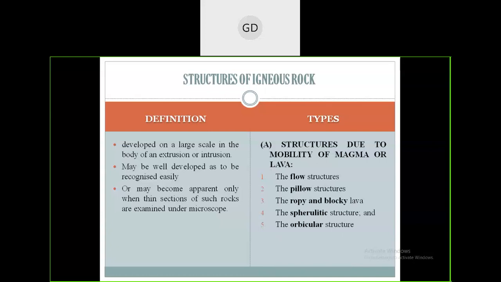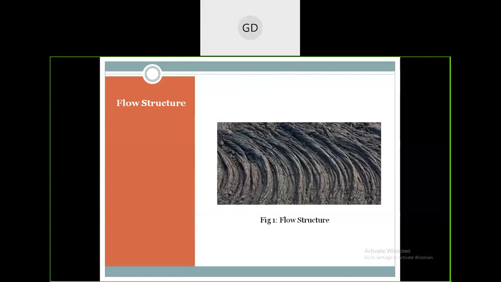So these five structures form due to the mobility of magma. This magma is very highly viscous, and it is also very highly mobile. This mobility of lava is responsible for the formation of different structures, and those are flow structures, pillow structures, ropey and blocky lava, spherulitic and orbicular. So now let us know what each of these structures means.